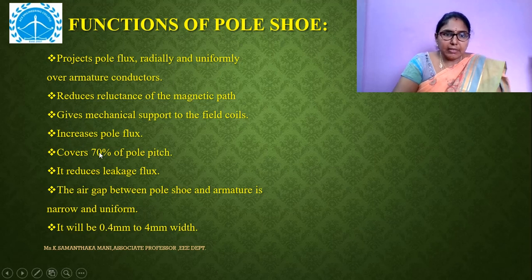And then it covers 70% of the pole pitch, reduces the leakage flux, and the air gap between the pole shoe and the armature is narrow and uniform. Generally, it will be very small, in the range of 0.4 mm to 4 mm width.